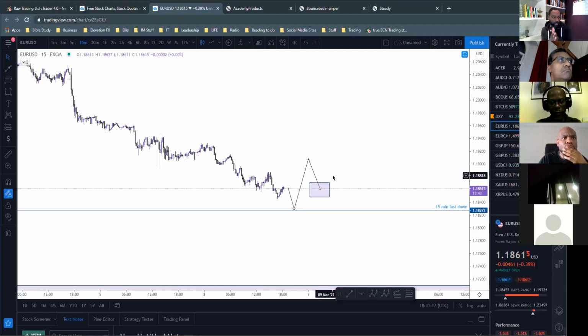Okay, so we're going to end on that. This is a trade you could look out for. It's not a trade. It's keep your eyes open. It's not a trade idea. This is keep your eyes open and see how the price reacts at 118.25.